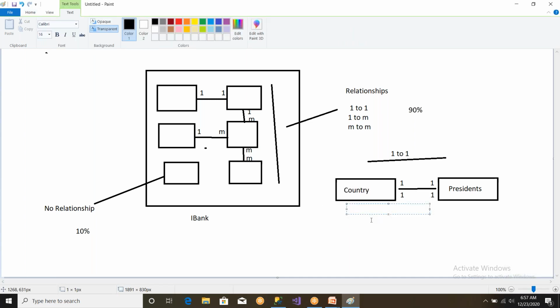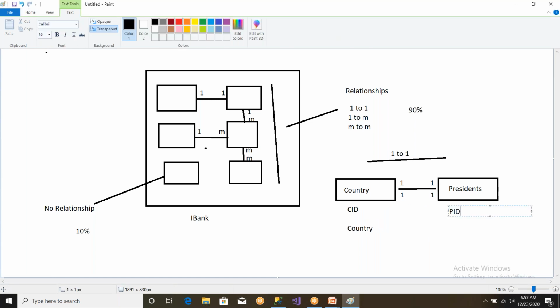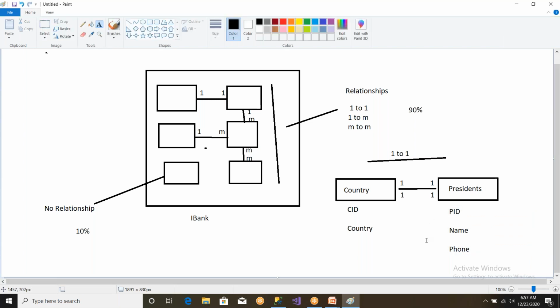So you will have a country ID. This is the primary key. Then what is the country? Okay, let me take only these two. What is the primary key here? Country ID is the primary key. You may have president ID, then name of the president, then every president will have a phone number. A lot of other things may be there, but I'm not talking about them.